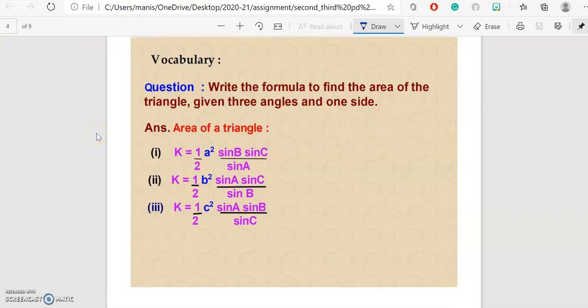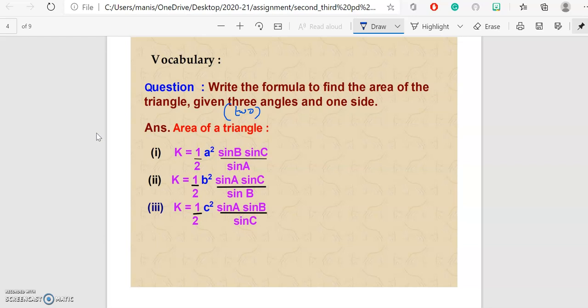Write the formula to find the area of the triangles given three angles and one side. So in this concept you will be given two angles most of the time, and you can find the third angle by using your angle sum triangle property. This means the sum of the three angles in a triangle is equal to 180 degrees and one side. So there are three formulas which we will be using.